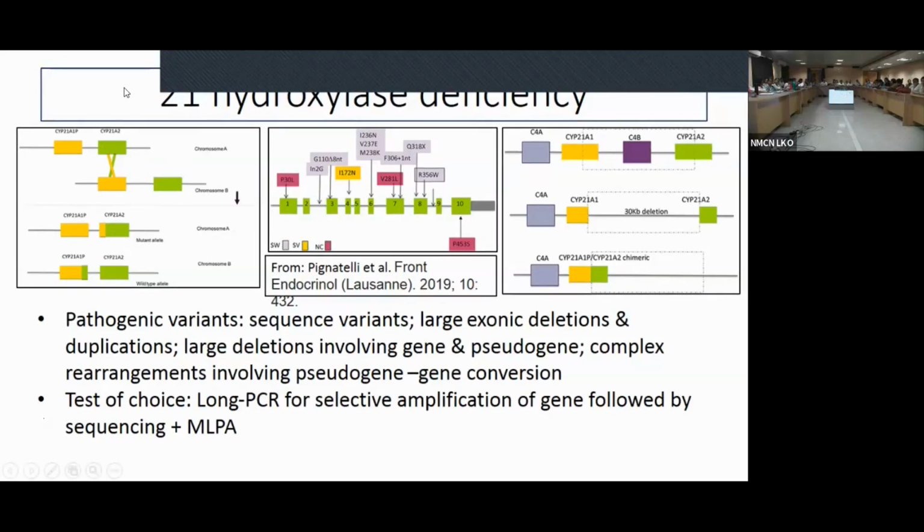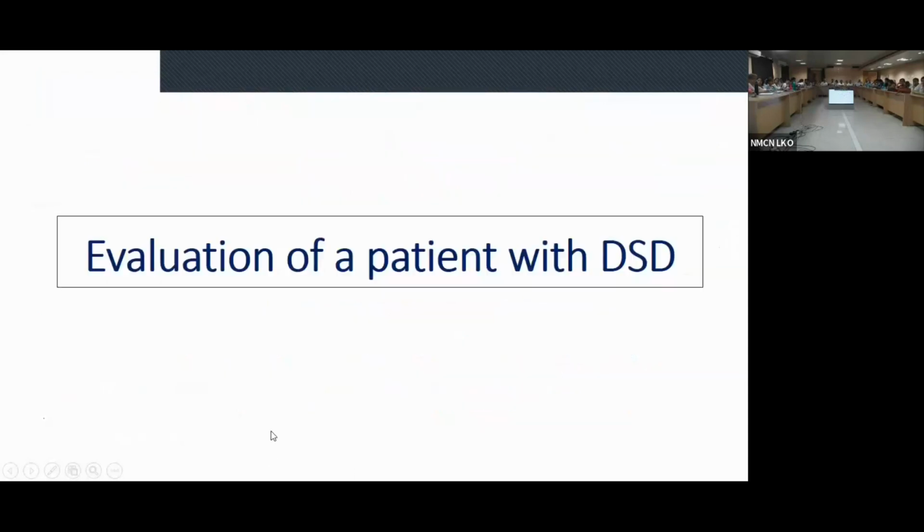So if you were to do just a simple exome sequencing, you may miss many of these kinds of mutations. That's why you should actually do a long PCR first to selectively amplify only the gene and make sure that the pseudogene is not involved in your product. And then that selectively amplified gene alone, without the pseudogene, should be sequenced for sequence variants. And MLPA is done to look for all these large deletions and conversions. So by doing a combination of long PCR followed by targeted sequencing of the gene, and the MLPA, you can pick up the mutations.